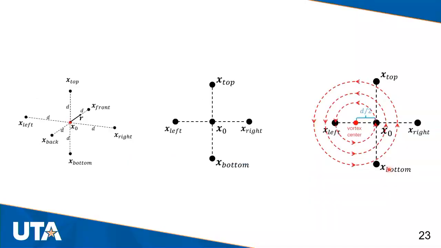Let me explain the idea. If we have a point x0, we want to determine if it is located at the vertex center. We first find its gradient direction, and then we find four points in the plane perpendicular to that direction. This is the figure in that plane. If the middle point is greater than or equal to all four points, then we think this point is located at the vertex center.